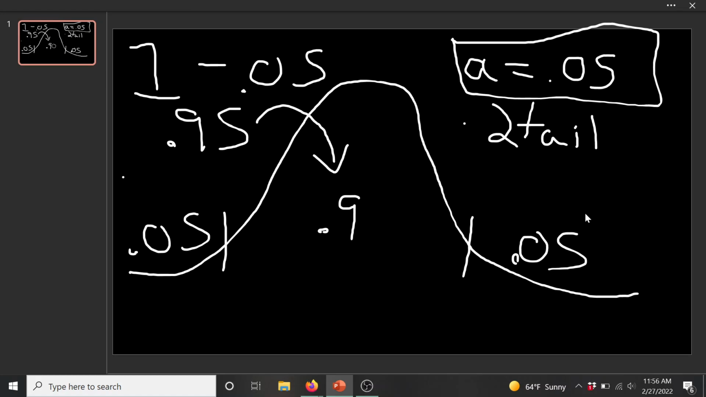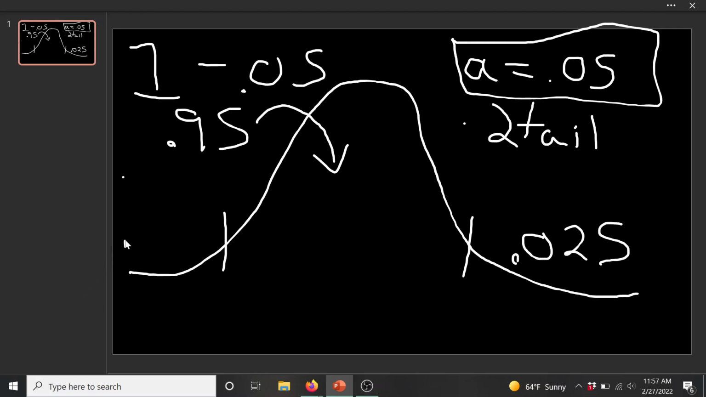We don't want that. So what we have to do instead is we split the 0.05 into 2. So in reality, on the right, it's 0.025, and on the left, it's 0.025. So now, if you add those together, it's still 0.05, and it's still 95% that is not beyond the rejection regions. So we're good. Okay, so now we have 0.025. We've split the p-value in half.